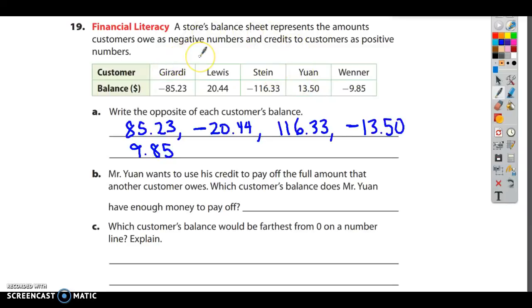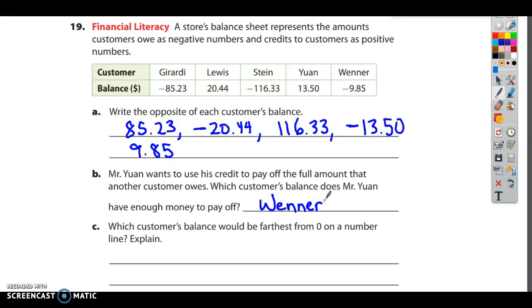Can he pay off Winter's? He can, because he has a $13.50 credit. Winter only owes right around 10 bucks. So Winter's the only person he can pay off. It does ask for the customer's name, so I'm not going to put a number. I'm going to put a name here. He can pay off Winter's balance.